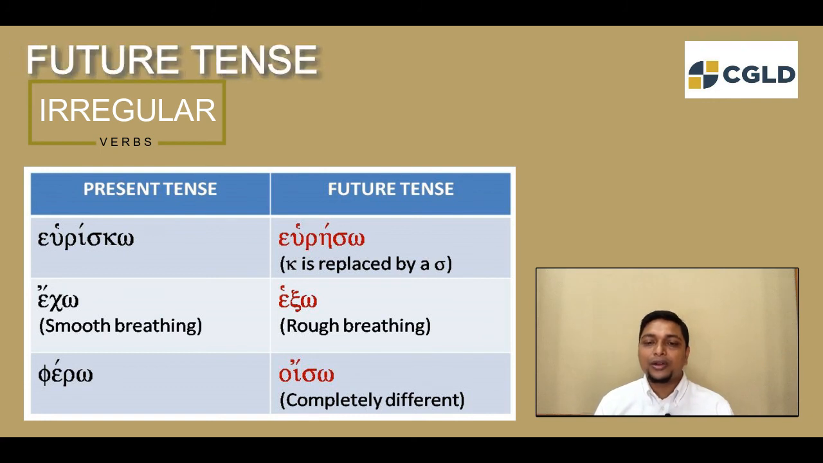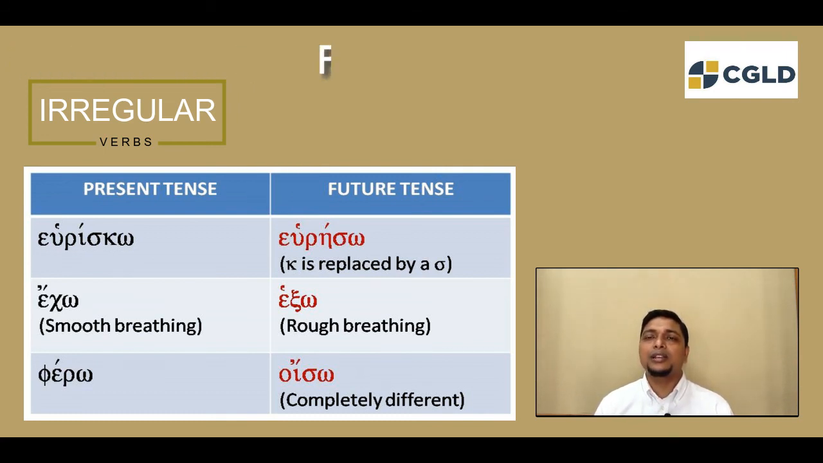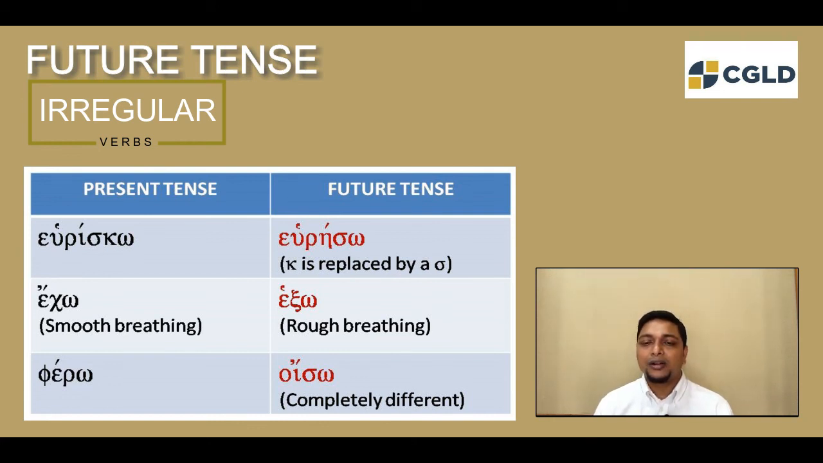The next word, echo, with a smooth breathing in its present form, will become hexo with a rough breathing in its future form. And we also notice that it is following some pattern where the chi is replaced by a xi in its future form. But the rough breathing in the future form is changed from a smooth breathing in its present form.